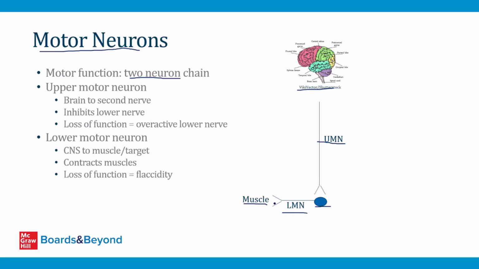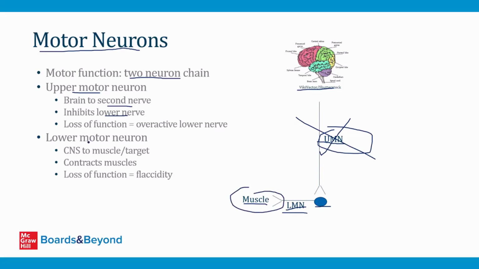So basically, you have two types of neurons involved in motor function. The upper motor neuron is from the brain to a second nerve. What this upper motor neuron is doing basically at baseline is inhibiting the lower nerve and keeping it from telling the muscle to contract. What this means is if you lose function of this upper motor neuron, this lower motor neuron is going to start overacting, and that's going to cause the muscle to become contracted. We'll talk more about this in a second.